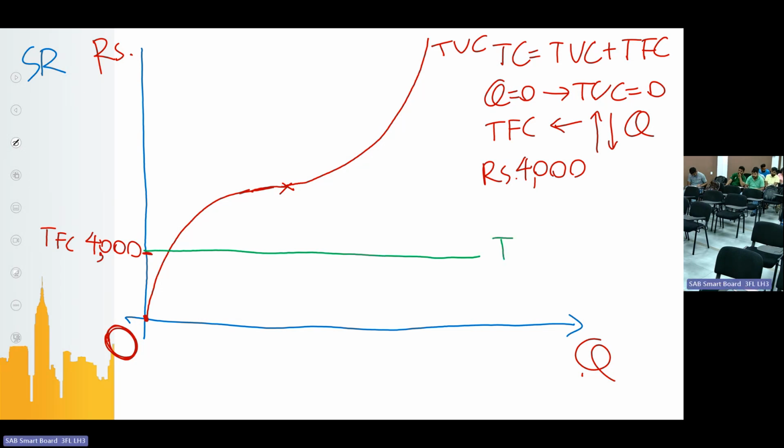It is total fixed cost. It does not change with the level of output. If the production level is 10,000, it's still 4,000. If the production level is 20,000, it's still 4,000. If the production level is 30,000, it's still 4,000. So total fixed cost does not change with the level of output.